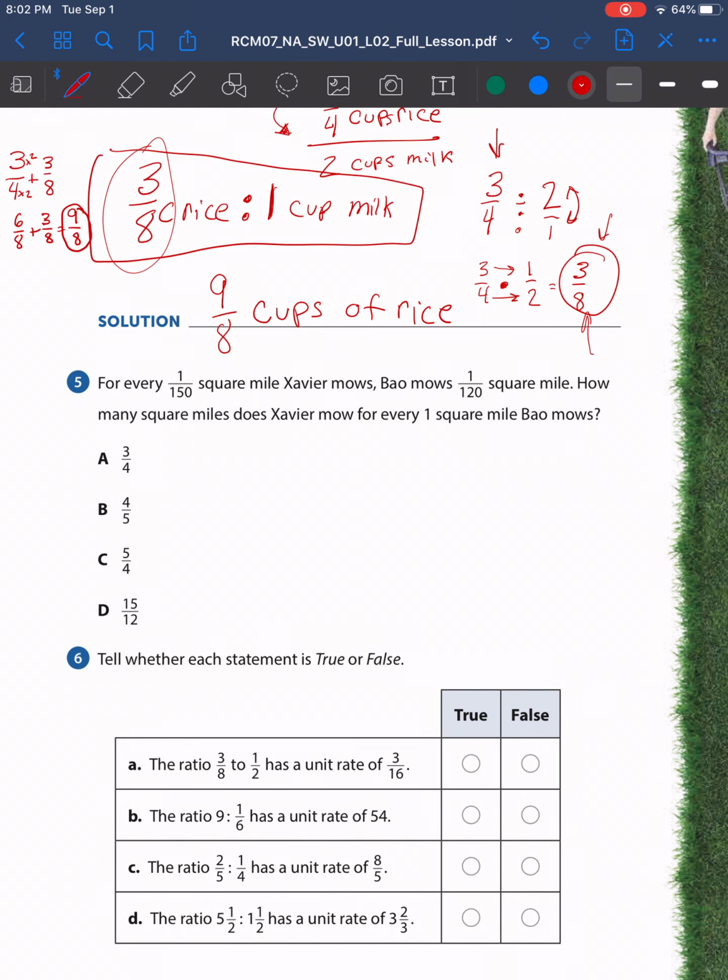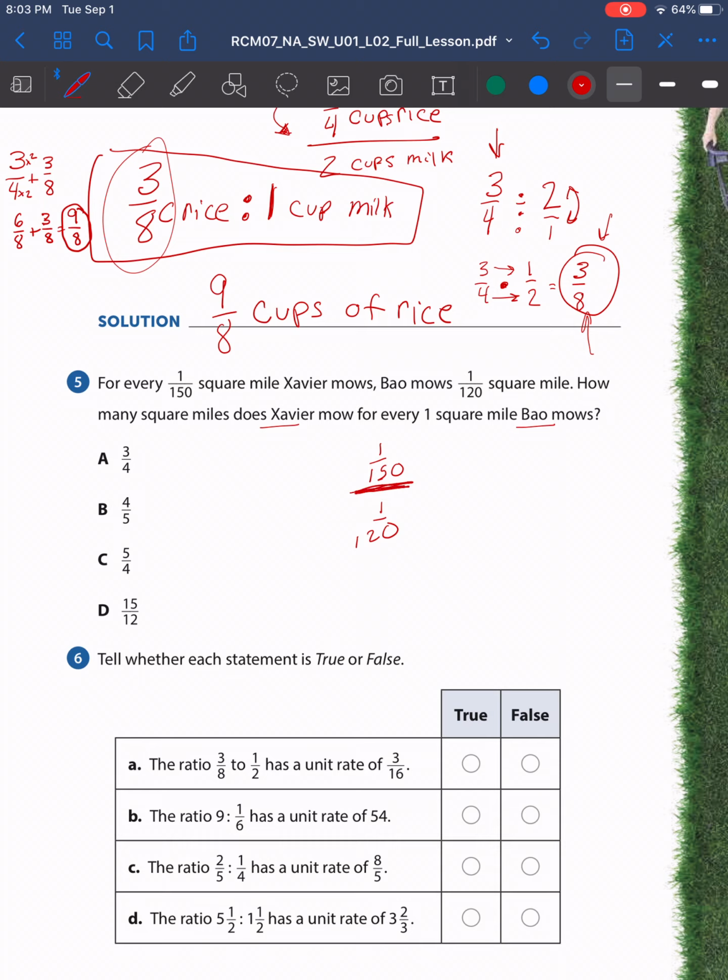For every 1/150th square mile Xavier mows, Bao mows 1/200 square miles. How many square miles does Xavier mow for every 1 square mile Bao mows? So here's our proportions. We want to go for every one that Xavier does, how many does Bao mow? It's going to be a fraction, or we're going to divide, okay? So I'm going to take Xavier and put him on top. I'm going to take Bao and put him on the bottom.